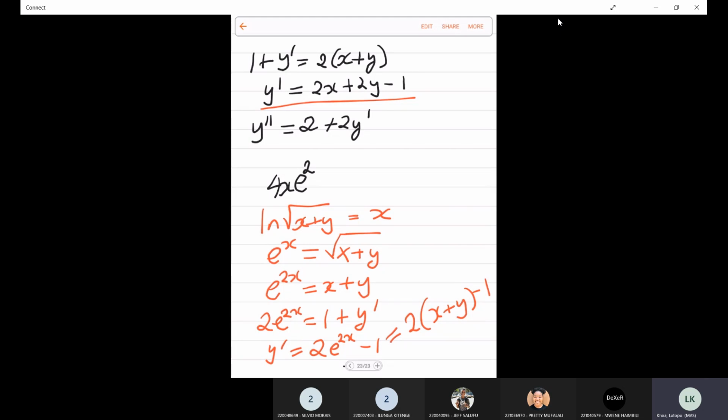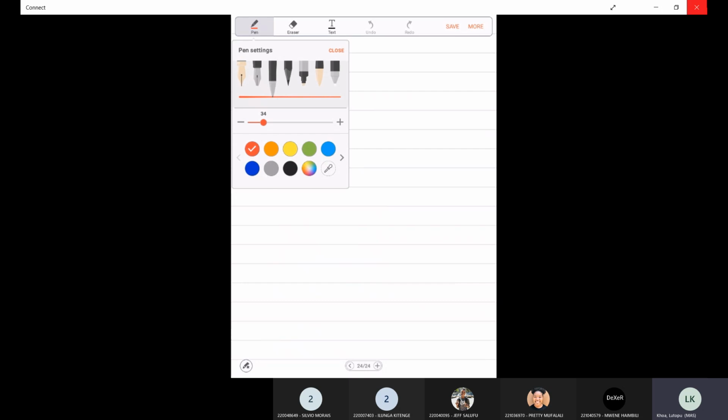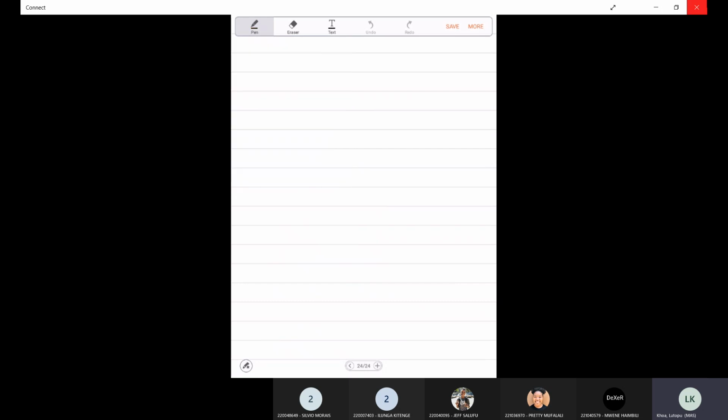Good morning. Today we are going to start on the next section in this chapter, and that has to do with inverse trigonometric functions. So let's get into that. This is inverse trigonometric functions.